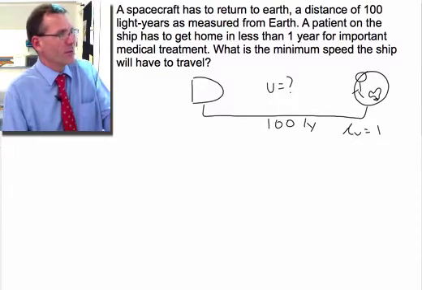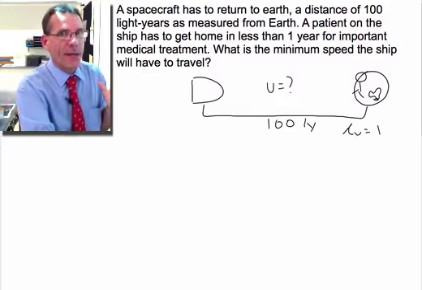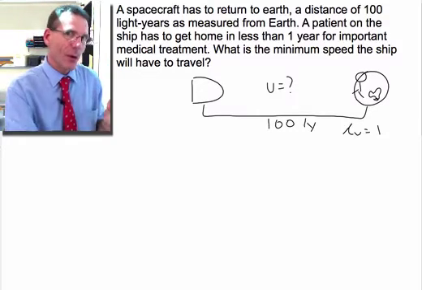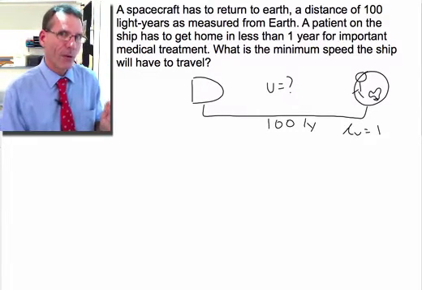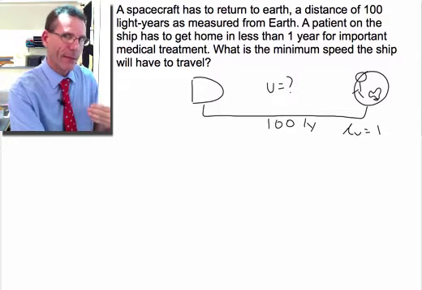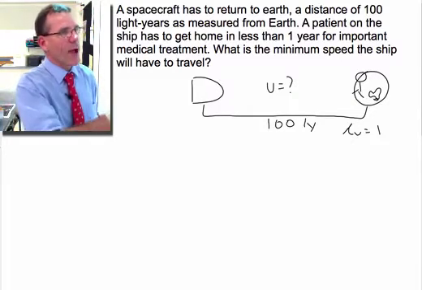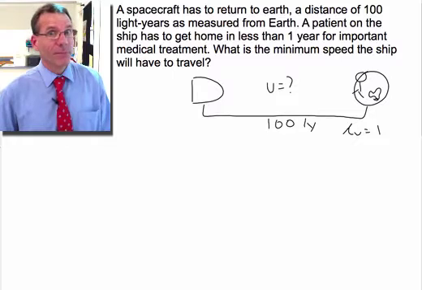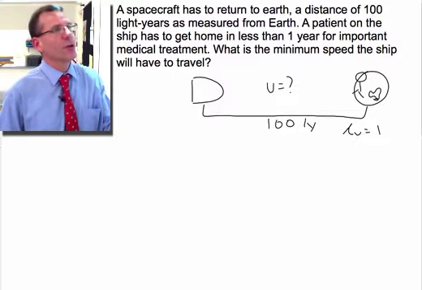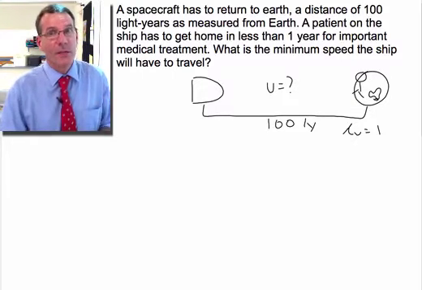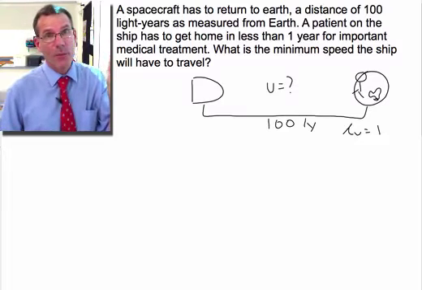But if they did travel at the speed of light, to travel 100 light years, which is a measurement of length, not a measurement of time. Okay, 100 light years is a measurement of length. So for them to travel 100 light years at the speed of light takes them 100 years. So the best you could hope for is just a bit over 100 years. There's no way this patient's going to make it home in time.